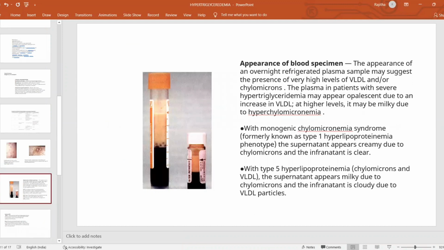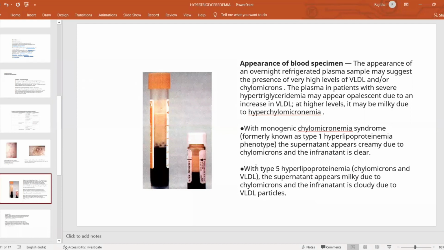This is the appearance of a blood specimen. The appearance of an overnight refrigerated plasma sample can suggest which component of the lipoprotein is in excess, whether it's VLDL, chylomicron, or both of them. While the chylomicron part forms the supernatant, the VLDL part forms the infranatant of the overnight refrigerated plasma sample.